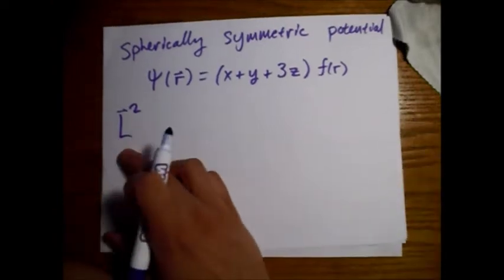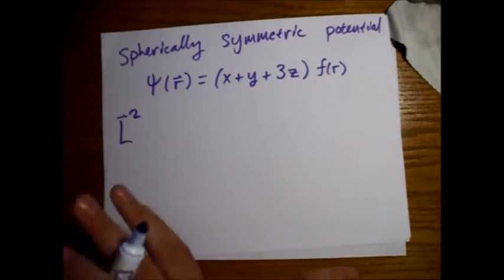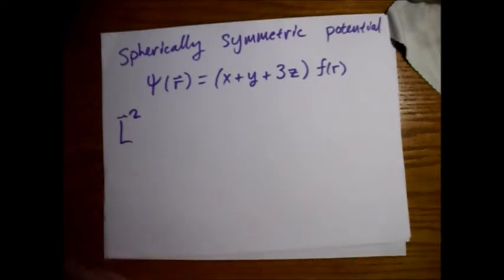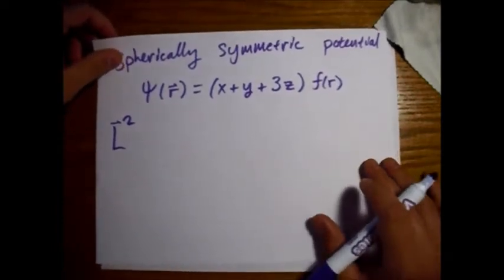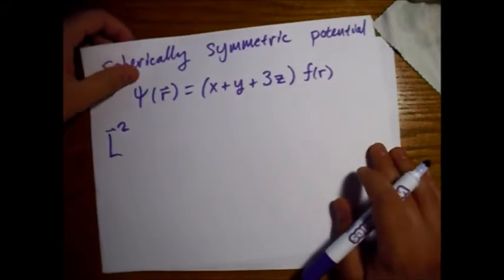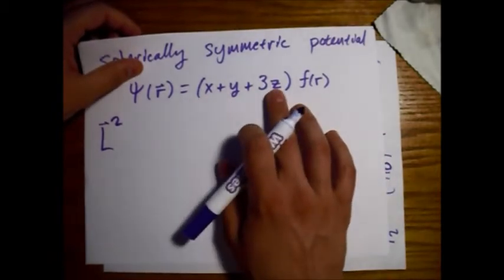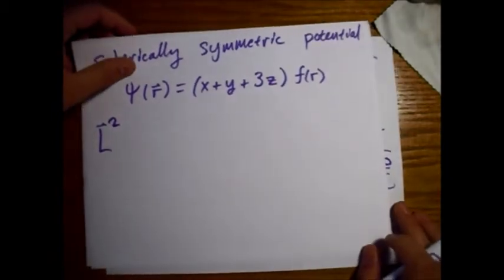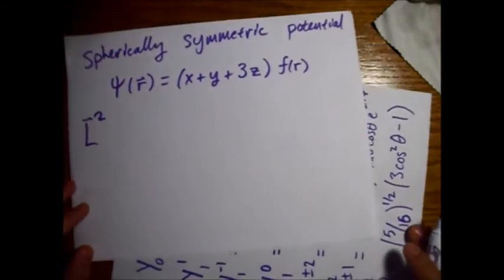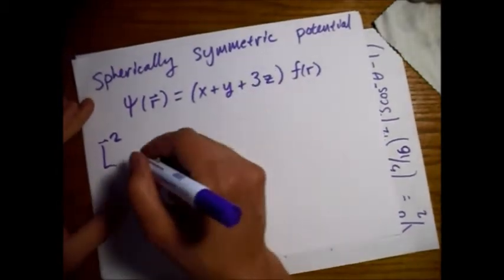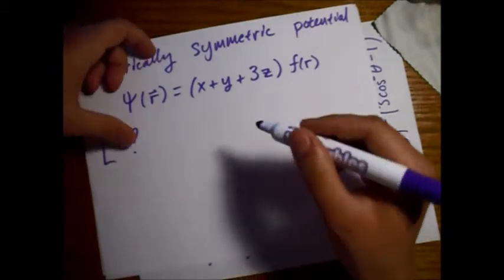And if it's not an eigenvector of this, then we'll ask ourselves, what are the possible values of lowercase l that we can measure? This is actually a fairly straightforward problem if we basically put these in terms of the spherical harmonics. So what we're going to do first of all, we'll just put a question mark here because that's what we're going to be asking ourselves.